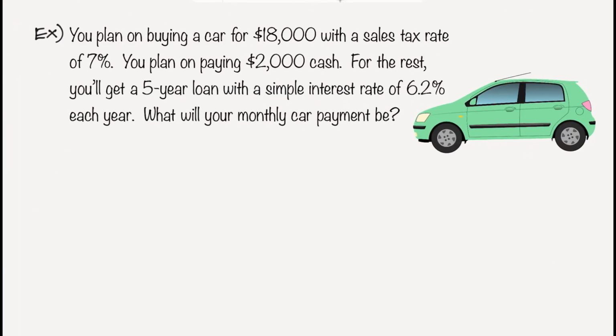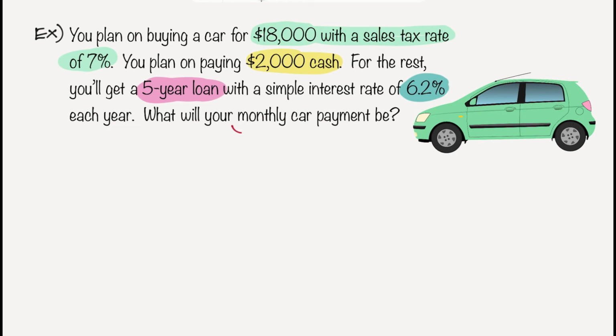This one is talking about buying a car. So you plan on buying a car for $18,000. Okay, so that is going to be my principal, with a sales tax rate of 7%. You plan on paying $2,000 cash, so you have a little bit of money. And then for the rest, you're going to get a 5-year loan with a simple interest rate of 6.2%. So I'm going to just highlight that rate. And the time here would be 5 years because I am getting a 5-year loan. What will your monthly car payment be?